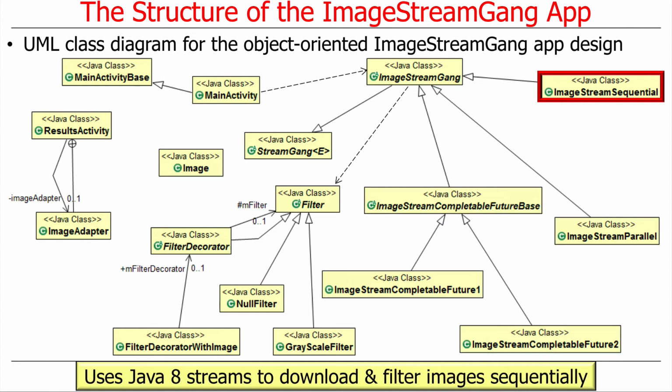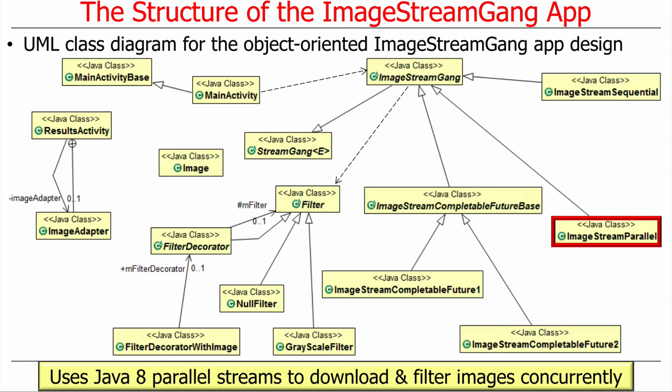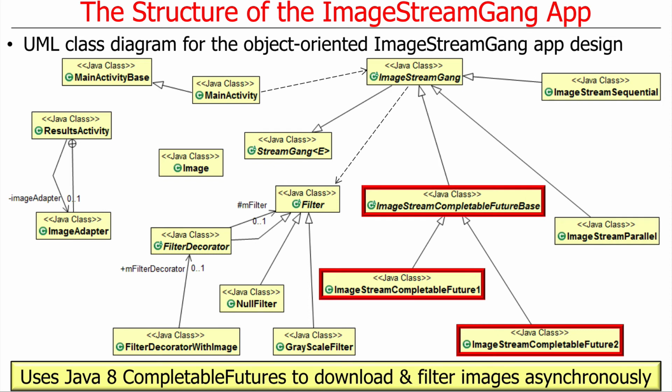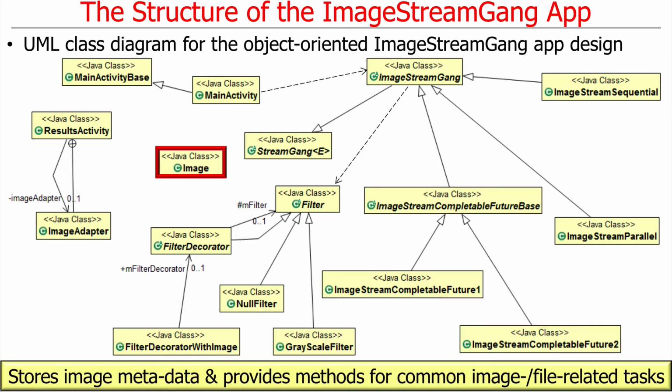The sequential approach just uses Java 8 streams to download and filter the images sequentially. Parallel streams uses a parallel stream to do the same thing concurrently using the parallel streams mechanism. And then we have a couple of different completable futures approaches, and I'll show you one of them in detail later. There's also a class called an image, which is used to store metadata and provides methods for image and file-related tasks, storing the bytes, storing the results of a transformed image on the file system.